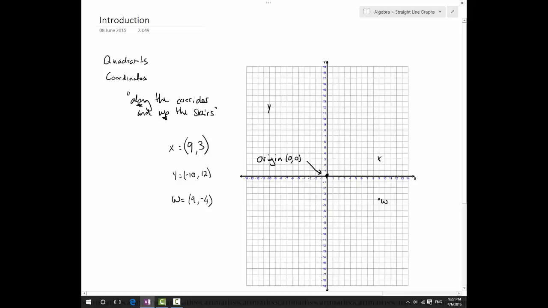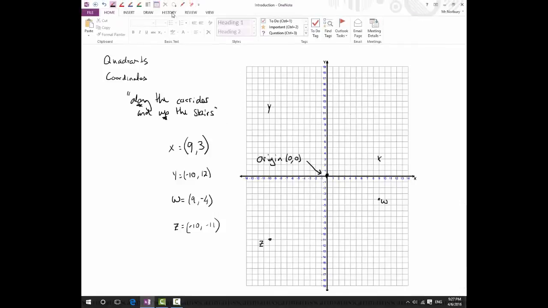And lastly, let's take a point here. Let's call this one z. Then z has the coordinates, well, it's gone 1, 2, 3, 4, 5, 6, 7, 8, 9, 10 across, so it's negative 10. And it's gone down all the way to minus 11. So there's coordinates. And as a starter, it's nice and simple. It reminds us how to do the coordinates, where the quadrants are.